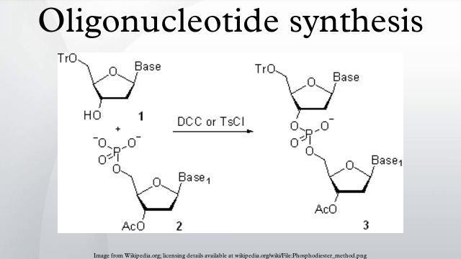Phosphodiester synthesis. In the 1950s, Khorana and co-workers developed a phosphodiester method where 3'-O-acetylnucleoside 5'-O-phosphate 2 was activated with N,N'-dicyclohexylcarbodiimide or 4-toluenesulfonyl chloride. The activated species were reacted with a 5'-O-protected nucleoside 1 to give a protected dinucleoside monophosphate 3. Upon the removal of 3'-O-acetyl group using base-catalyzed hydrolysis, further chain elongation was carried out.